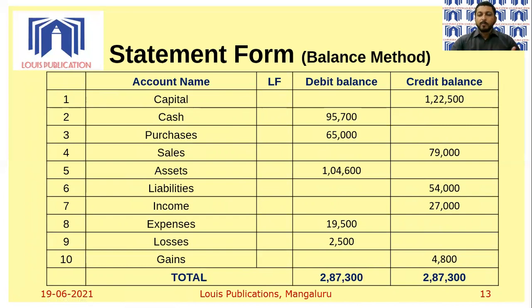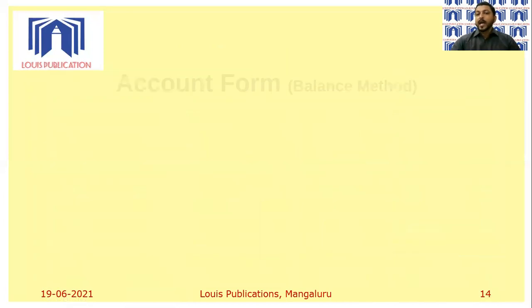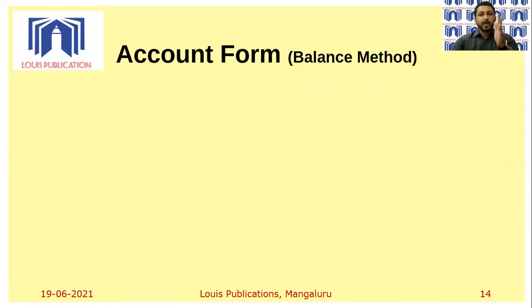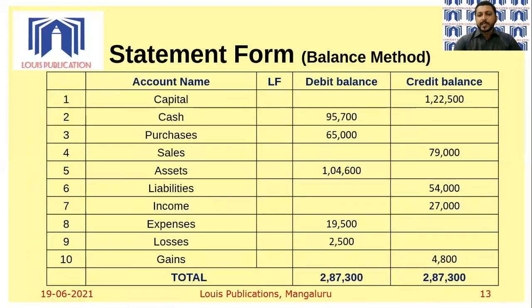And the other form of presentation is called the account form. Remember, account form, left-hand side, T-shaped, left-hand side is called the debit side, right-hand side is called the credit side. But we are not taking debit side and credit side over here. So I want you to simply focus. Whatever you see, accounts showing debit balance: cash, purchases, assets, expenses, losses. These are the 5 items which are showing debit balance. Then we have capital, we have sales, we have liabilities, income and gains. These are showing credit balances.